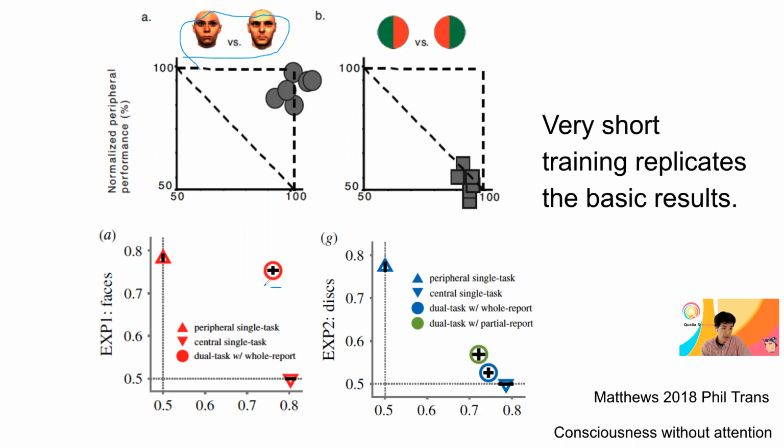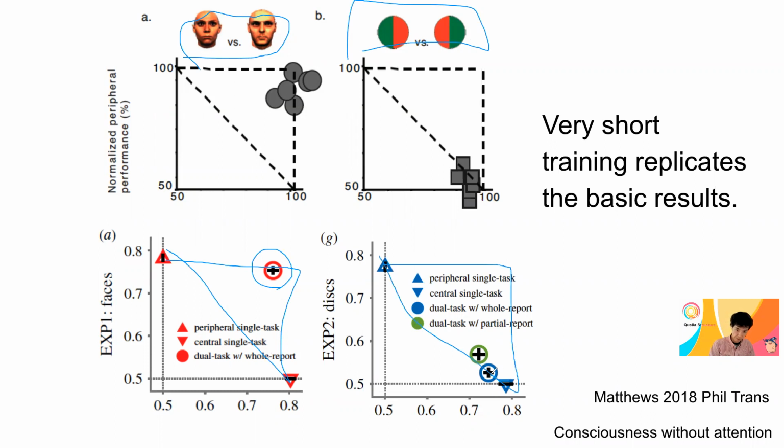In the face cases, we found again the dual task performance is more or less at the top right. On the other hand, the disk task here remained on the diagonal here. Both of these things. And the blue and the green dot, I'll explain in the next video.